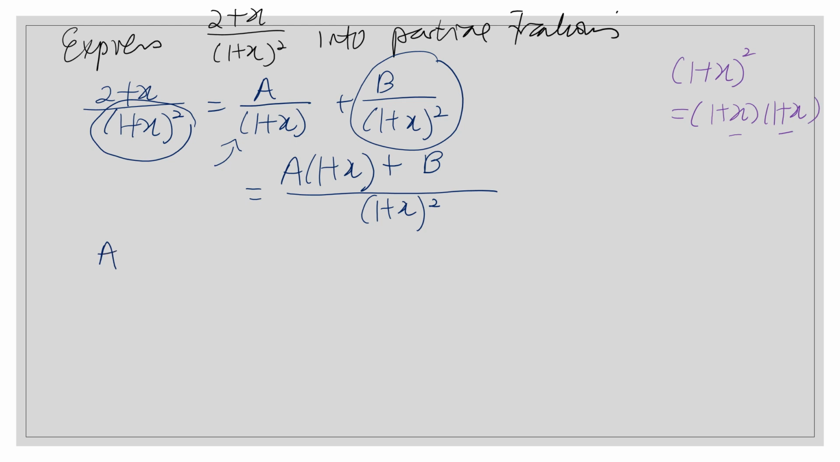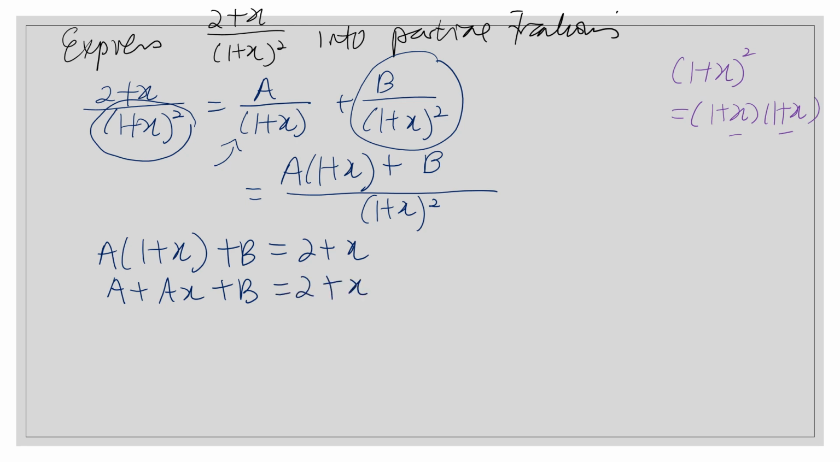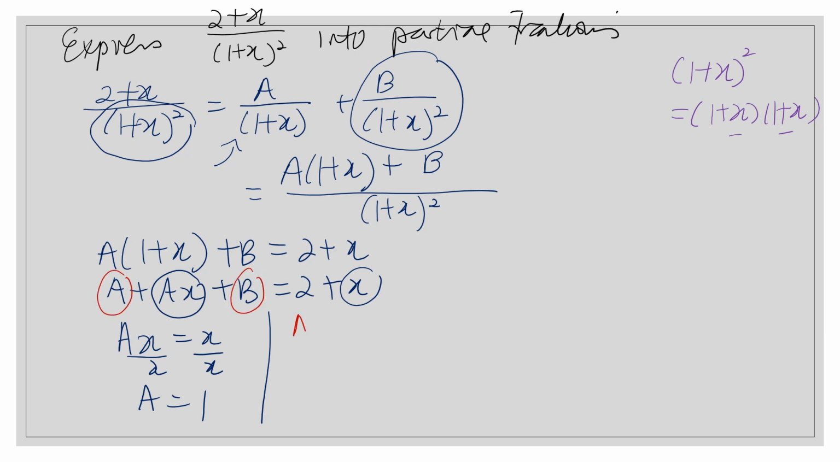So now we have the same denominator. We can just compare our numerator. And in this case, we don't even need to do substitution methods. You can just open up the brackets, and we can just compare coefficients of similar terms on both sides. So we're just going to compare ax on the left with the x term on the right. So ax is equal to x, and you can just divide by x on both sides to get a equals to 1. Alright, and then we can just compare our constant term, which is a plus b on the left side equals to 2 on the right side.